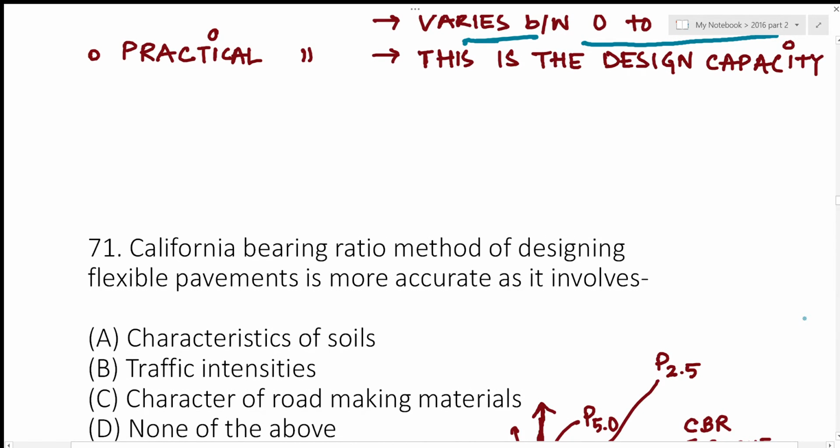Next question, CBR, California bearing ratio method of designing flexible pavements is more accurate as it involves.